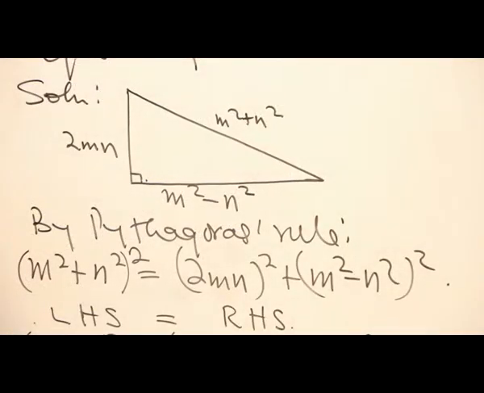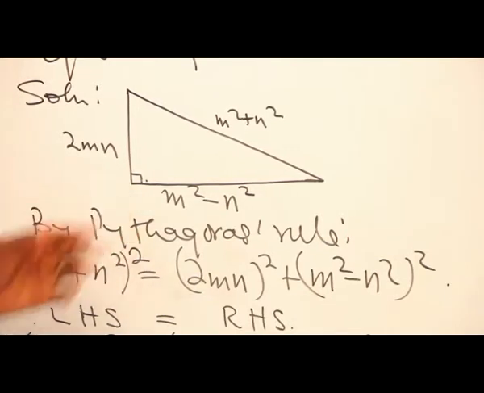Solution. We sketch the triangle, and the hypotenuse is m squared plus n squared, because it's the greatest of the three sides. 2mn and m squared minus n squared are the other two sides.